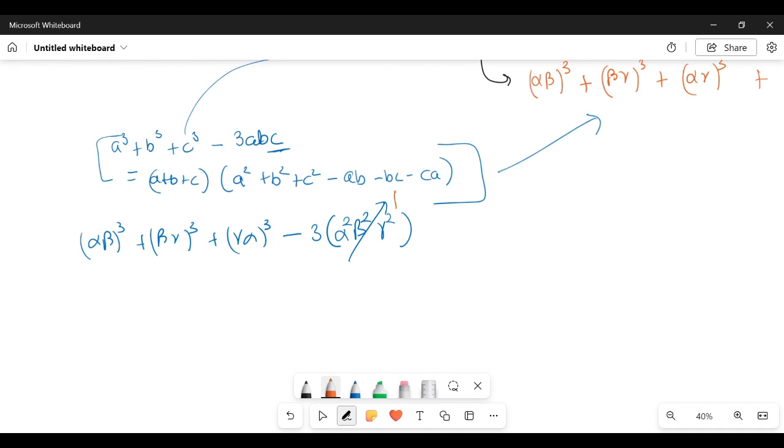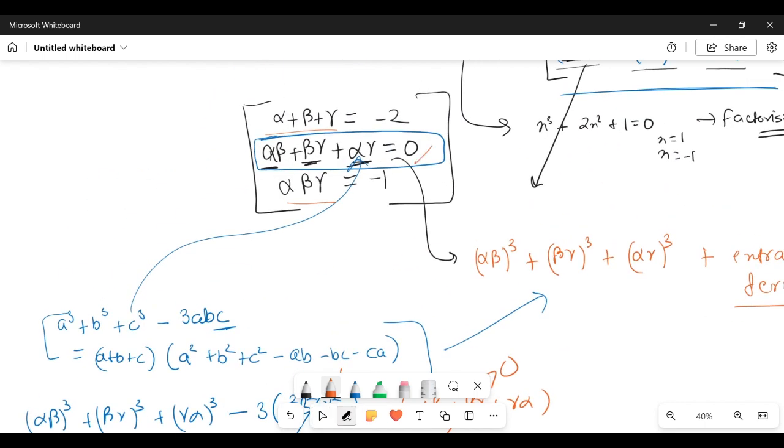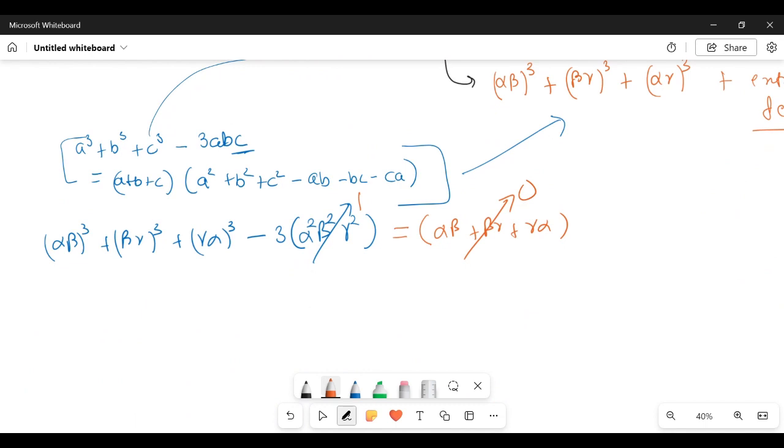Now let's write the RHS part, that is A plus B plus C. What is that? Alpha beta plus beta gamma plus gamma alpha. That is 0. From where? From here, this thing. Now we have A square plus B square plus C square. Let's now focus on this part itself.